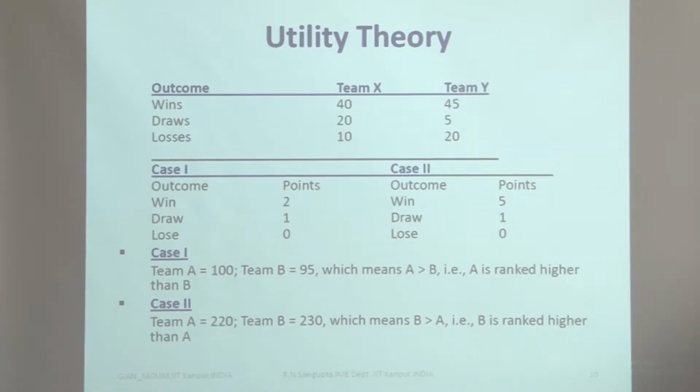These are all simple examples to explain. Consider there is a game, and team X and team Y are playing in two different tournaments. In tournament 1, if there is a win, draw or loss, the points are 2-1-0, which is the leftmost part you are considering. And in tournament 2, if you win, draw or lose, the points are 5-1-0. So, these are arbitrary, but with some notion. In case 1 and case 2, team A has respectively 100 and 220 points, and team B has respectively 95 and 230 points.